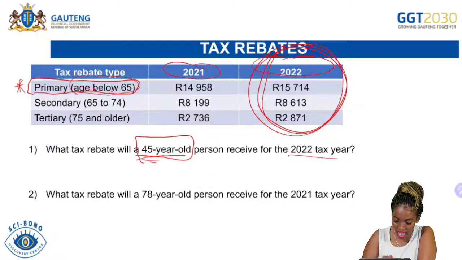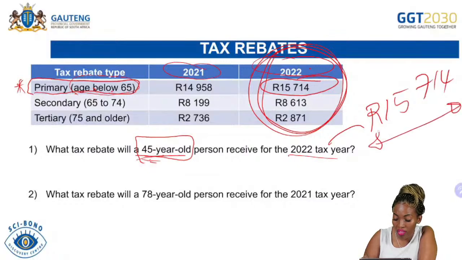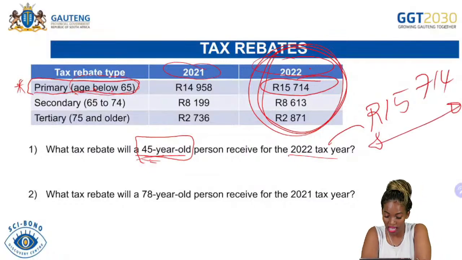So our taxpayer here is 45 years old. For 2022, what rebate are they going to get? They're going to get 15,714. This is the rebate that they are going to get.